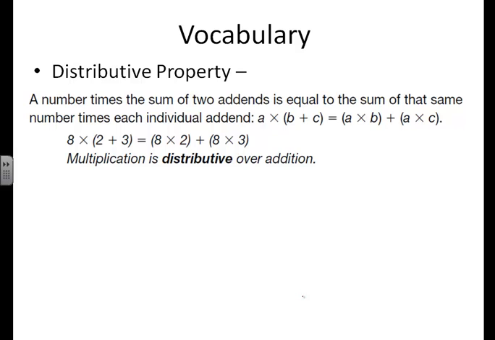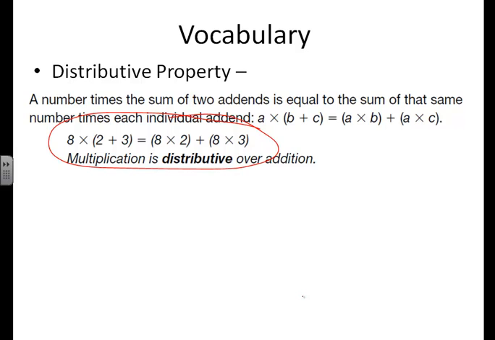The technical definition is a number times the sum of two add-ins is equal to the sum of that same number times each individual add-in. Wow, that's easy to understand. So let's see if we can make that a little bit easier. If you look at either of these examples, I'm going to go ahead and use this one here because it has numbers in it.